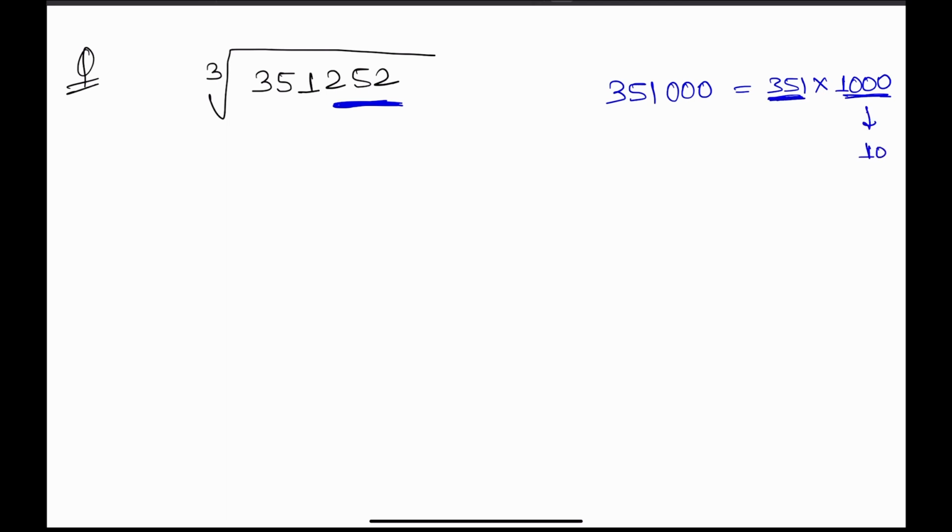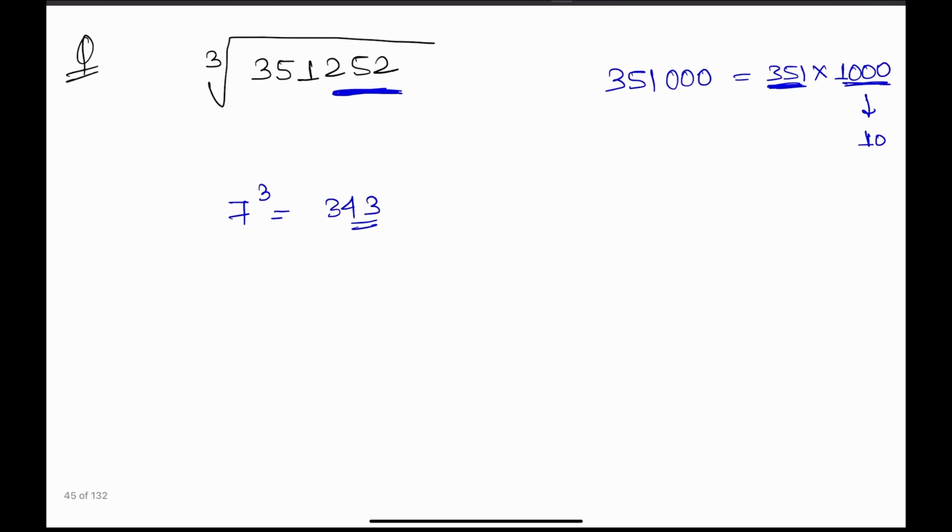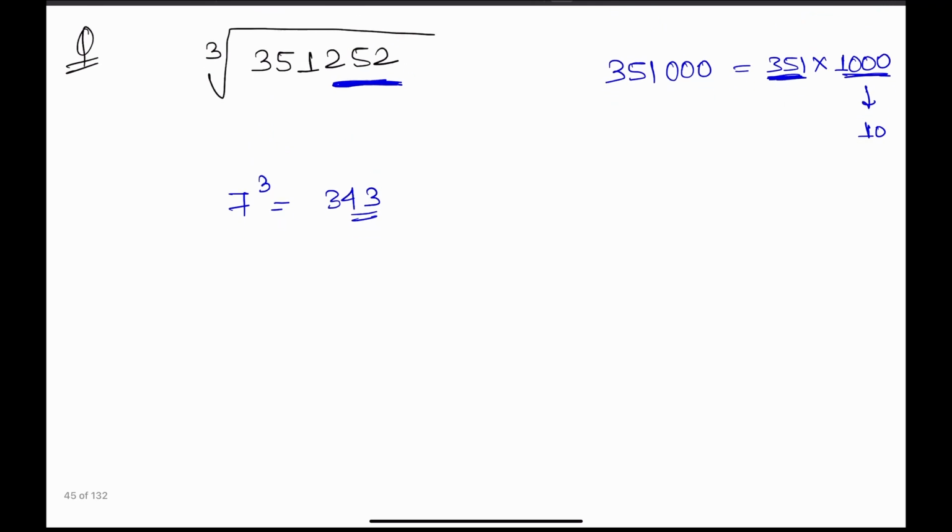What is the nearest cube root to 351? We know that 7 cube is 343. So we can say that the value of this one will be between 7.1 and 7.2 in this question. So till now we can find the approximate value of these things.